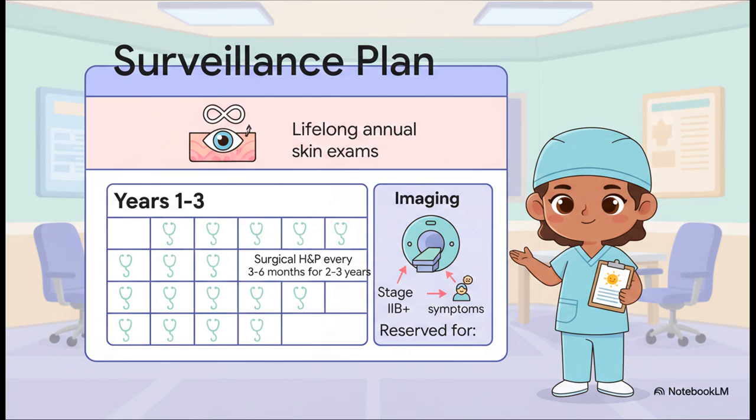And how do we follow these patients? Well, every single patient needs lifelong dermatology skin exams. For the first 2 to 3 years, when the risk of recurrence is highest, they need a history and physical with their surgeon or oncologist every 3 to 6 months. Now, what about scans? We reserve CT or PET scans for patients with higher risk disease, think stage IB and up, or for anyone who starts developing new symptoms.